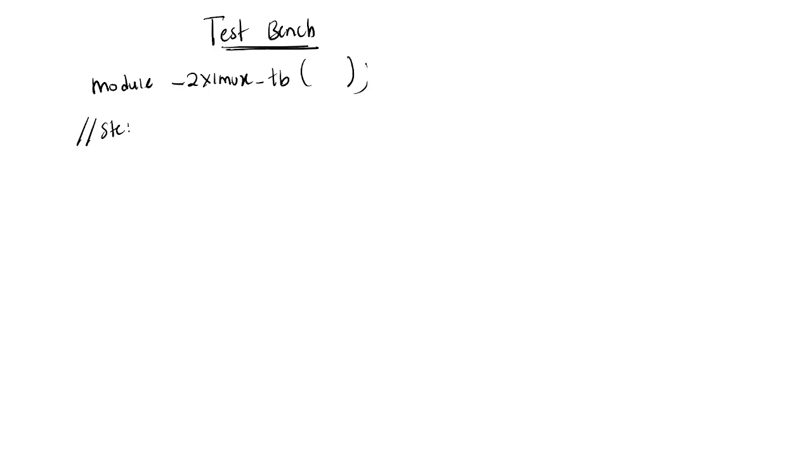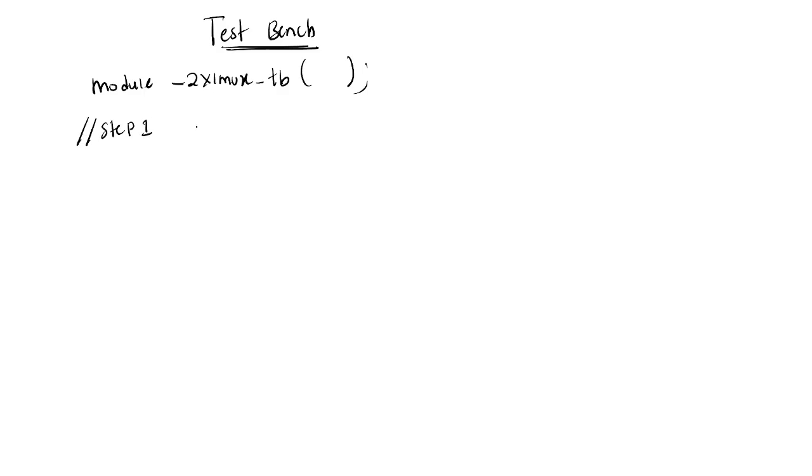Okay, coming to the test bench. How to write the test bench for a combinational circuit. First, module 2 cross 1 mux underscore tb, and no inputs are given, just brackets. Step 1.